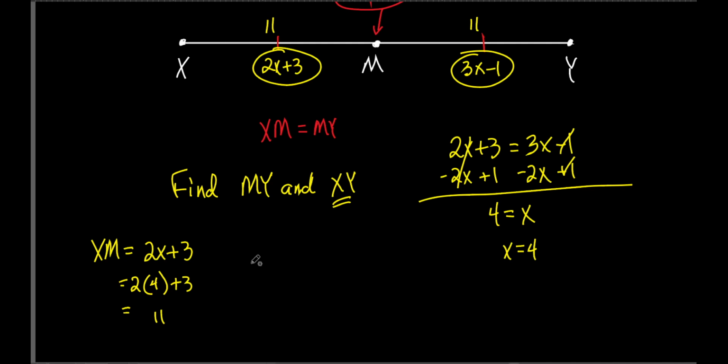What if I ask for xy? What is xy equal to? 22. That's right, because we add them up. xy is that whole thing, right? So from here to here is 11, here to here is 11. The whole thing is 22. So technically the work is 11 plus 11, which you can do in your head, equals 22.